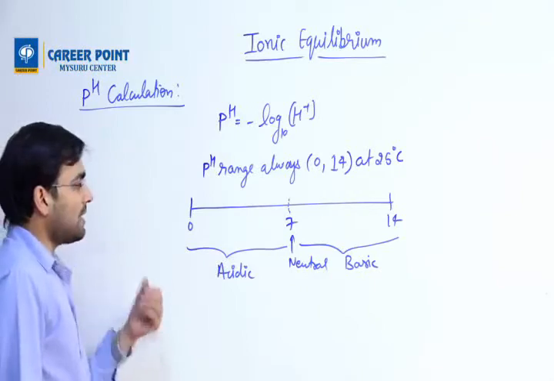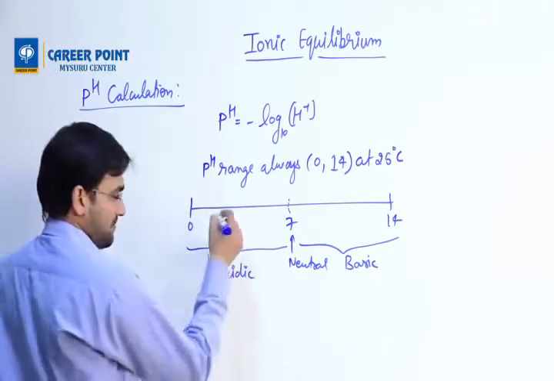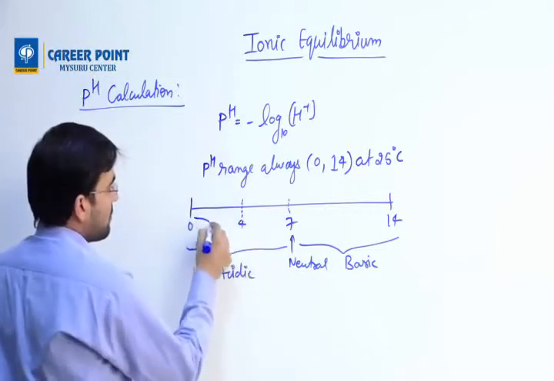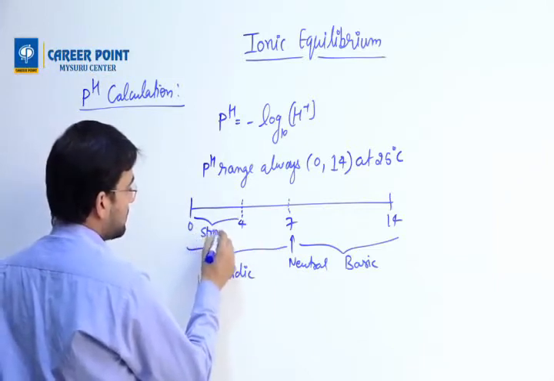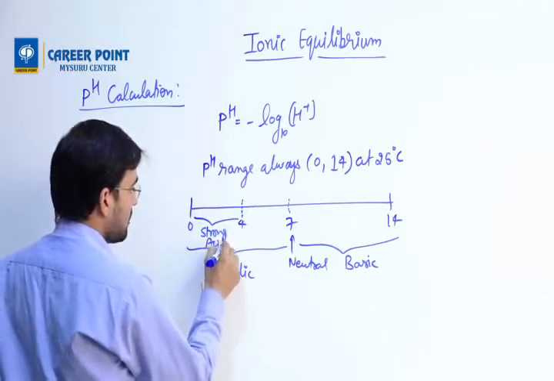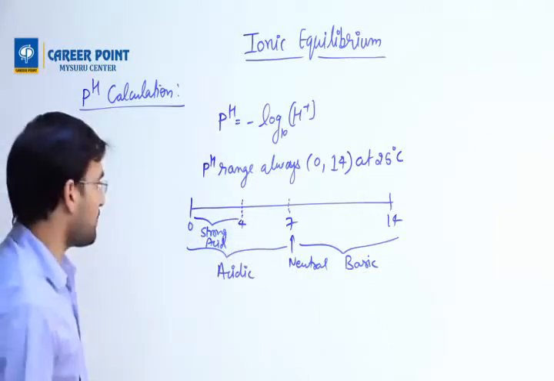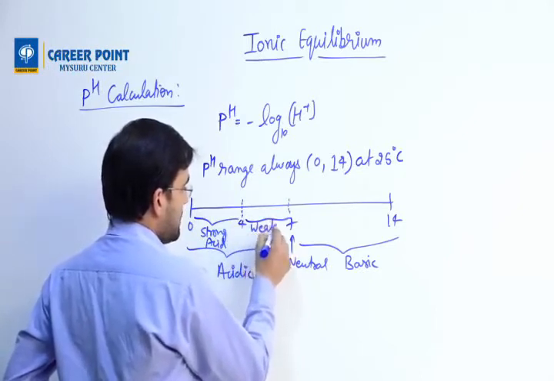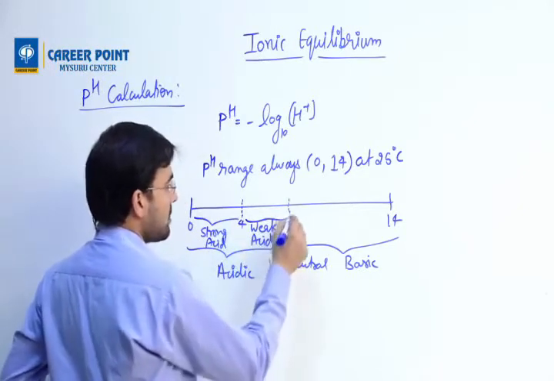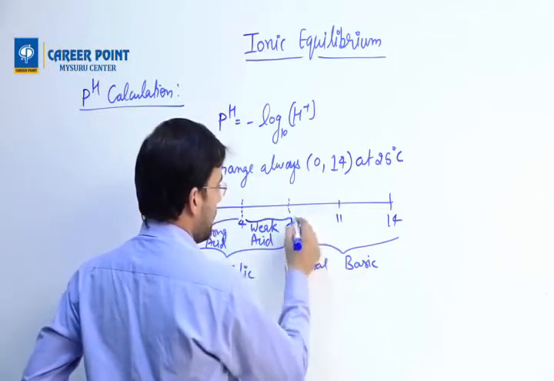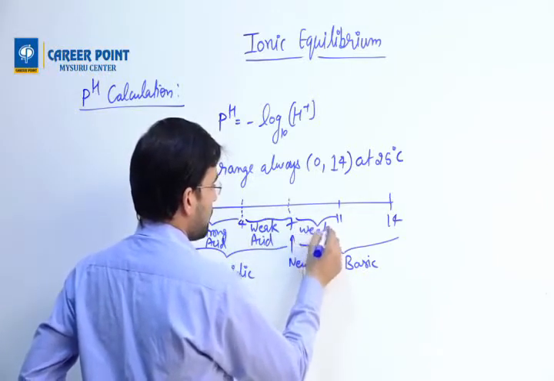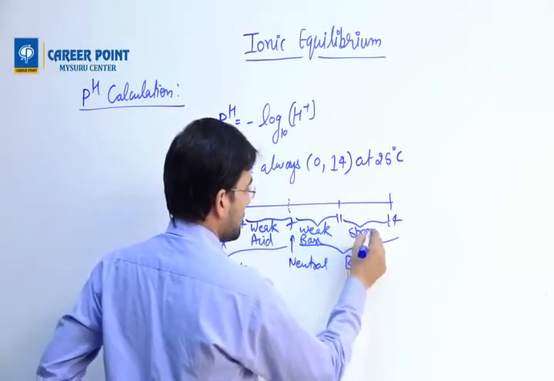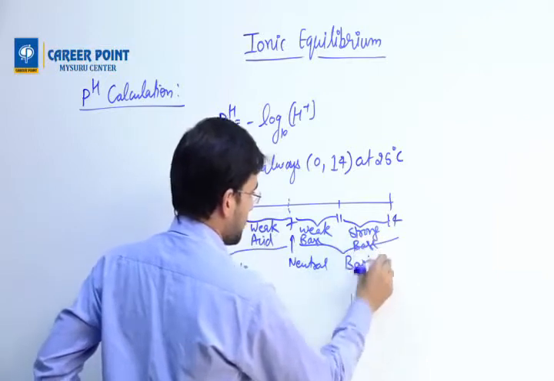Once I have these values, then till 4 we have strong acidic. This range is variable. 4 to 7 we have weak acidic. From 7 to 11 we have weak base. From 11 to 14 we have strong base.